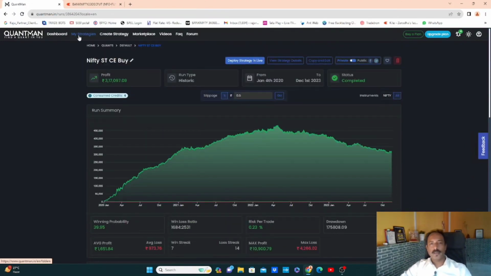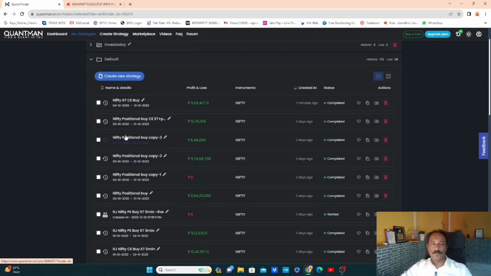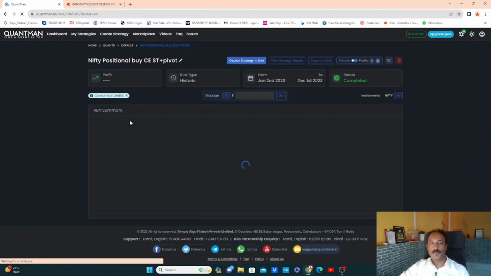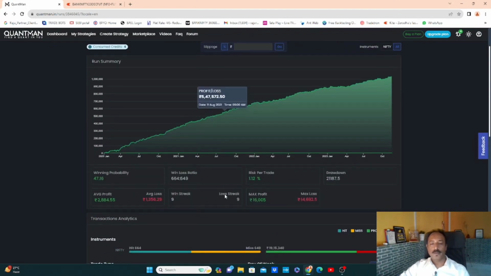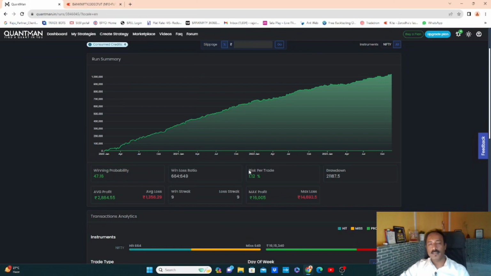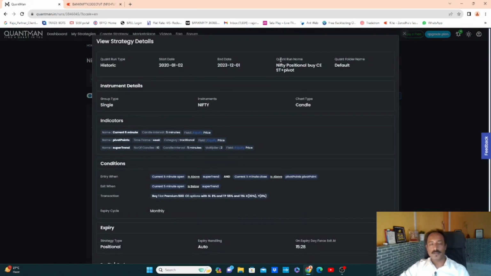Let me show you my strategy again. One more strategy, I have kept it for 5 minutes. That is the positional strategy. You can see Nifty positional, buy CE, super trend, and pivot. Here, it is a bit advanced because I don't want to buy when the pivot is broken. So let me show you this strategy as well so that you get an idea of how it can be automated. See, the performance has increased here, the probability has increased. I will show you how I have built this strategy.